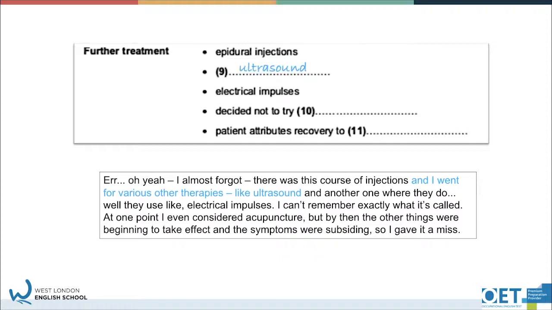They then talked about electrical impulses. And then the patient said, at one point, I even considered acupuncture. But I gave it a miss. Again, you can see the difference with language, decided not to try, and I gave it a miss. You can hear the difference with formality there.